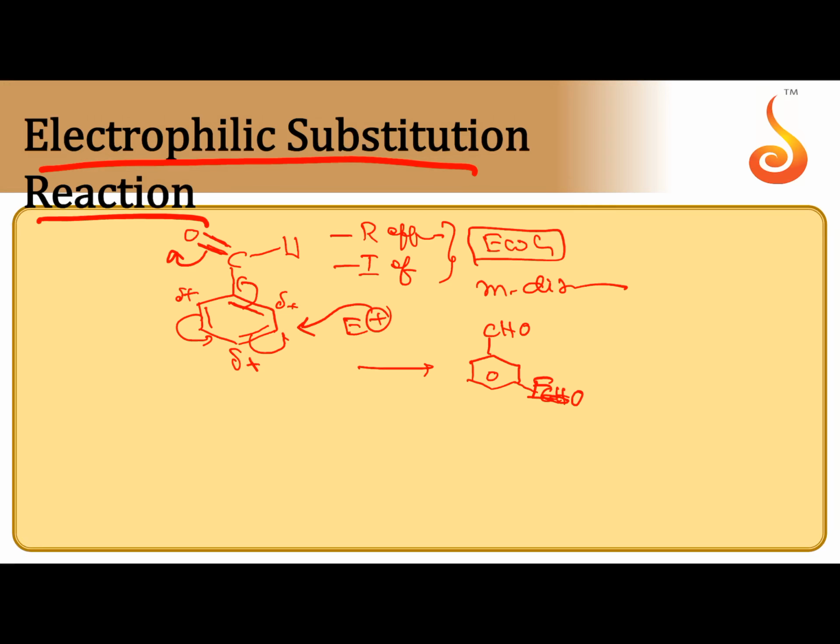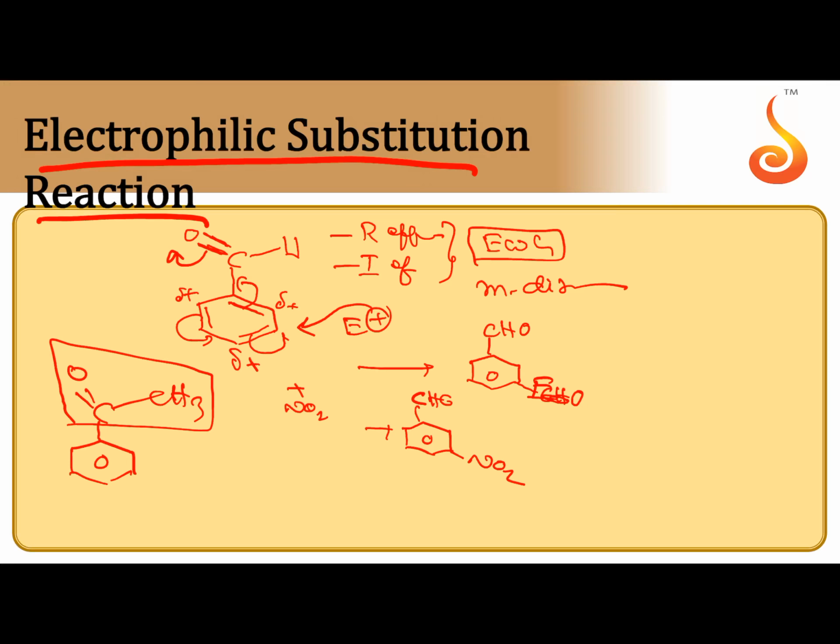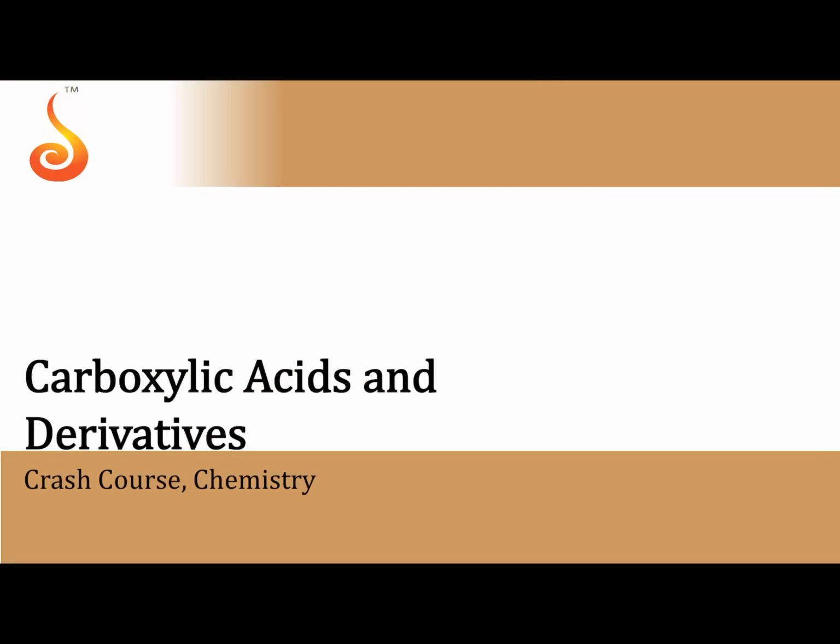So when benzaldehyde is treated with nitration mixture, NO2 plus can attack at the meta position, producing meta-nitrobenzaldehyde. The same type of reaction is given by aromatic ketones also. Suppose acetophenone, this is the keto group. That keto group also acts as a meta-directing group, an electron withdrawing group. But the electron withdrawing nature is less when compared with CHO.